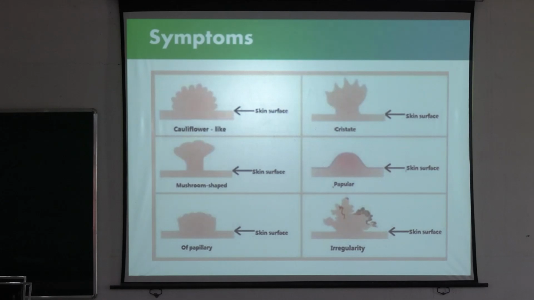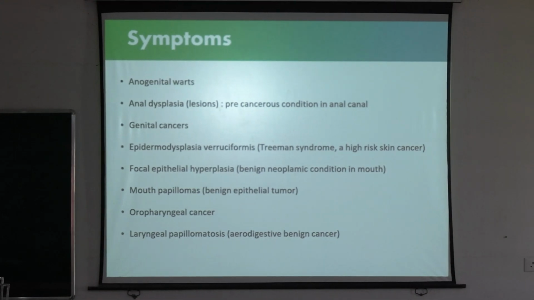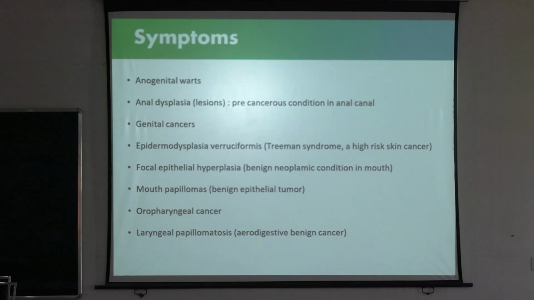These are the types: cauliflower-like, mushroom type, papillary type, crestate, papular, with irregularity. So many structural variations are there. You can see there are so many types of warts depending on the site of infection: anogenital, anal dysplasia, precancerous type, genital cancers, epidermodysplasia, a very rare disease, focal epithelial hyperplasia, mouth papillomas, oropharyngeal cancer, laryngeal papillomatosis.